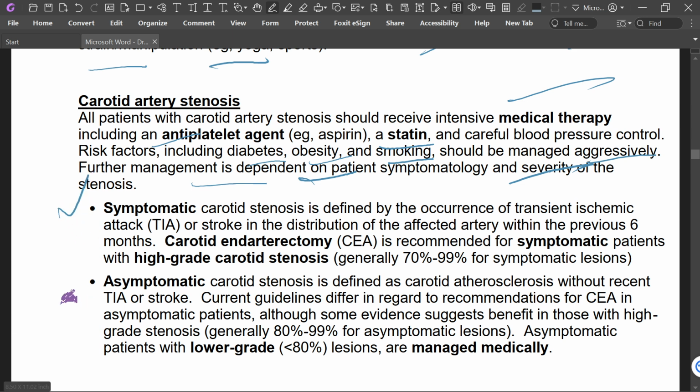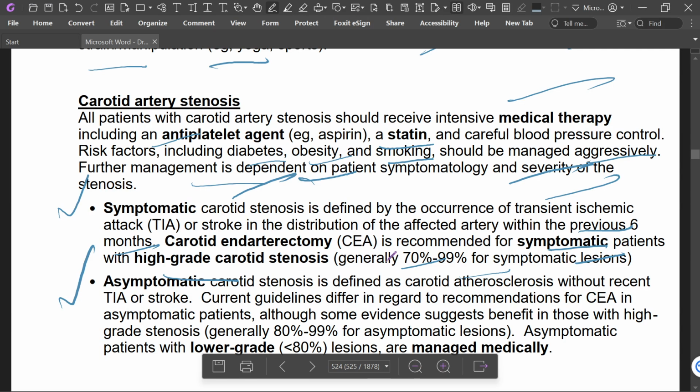It is either symptomatic or asymptomatic. Symptomatic carotid artery stenosis is defined by the occurrence of a transient ischemic attack or stroke in the distribution of the affected artery within 6 months. Carotid endarterectomy is for symptomatic patients with high-grade carotid stenosis, generally 70 to 99% for a symptomatic lesion.